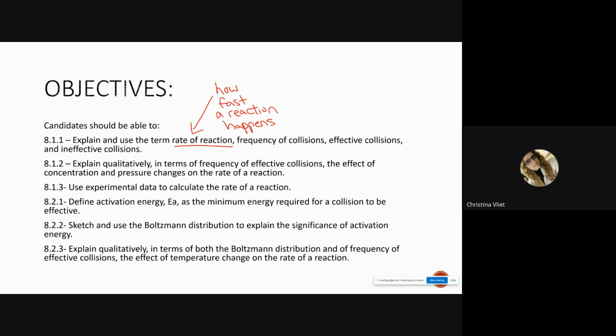Yes? Yeah, go ahead. Frequency of collisions. Frequency means how often collision.